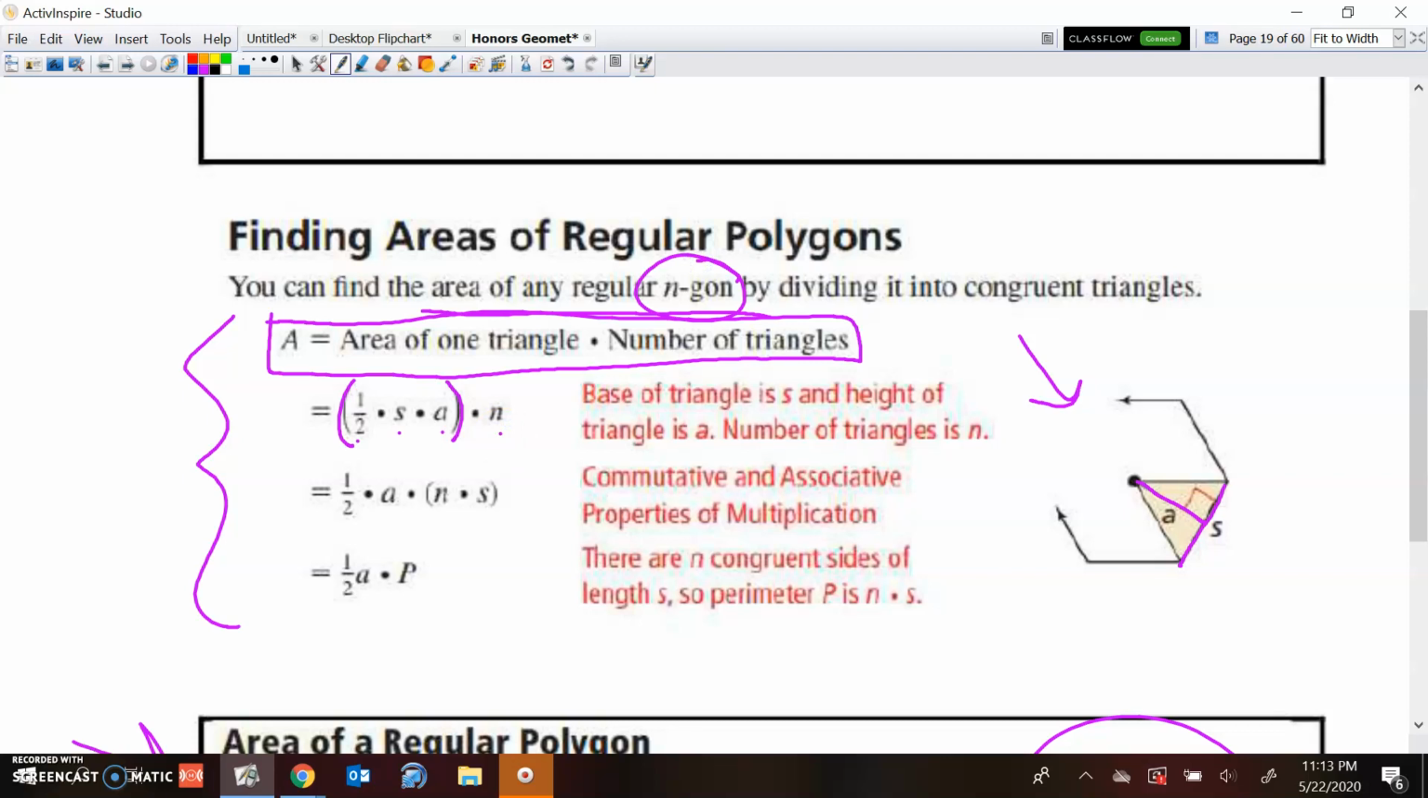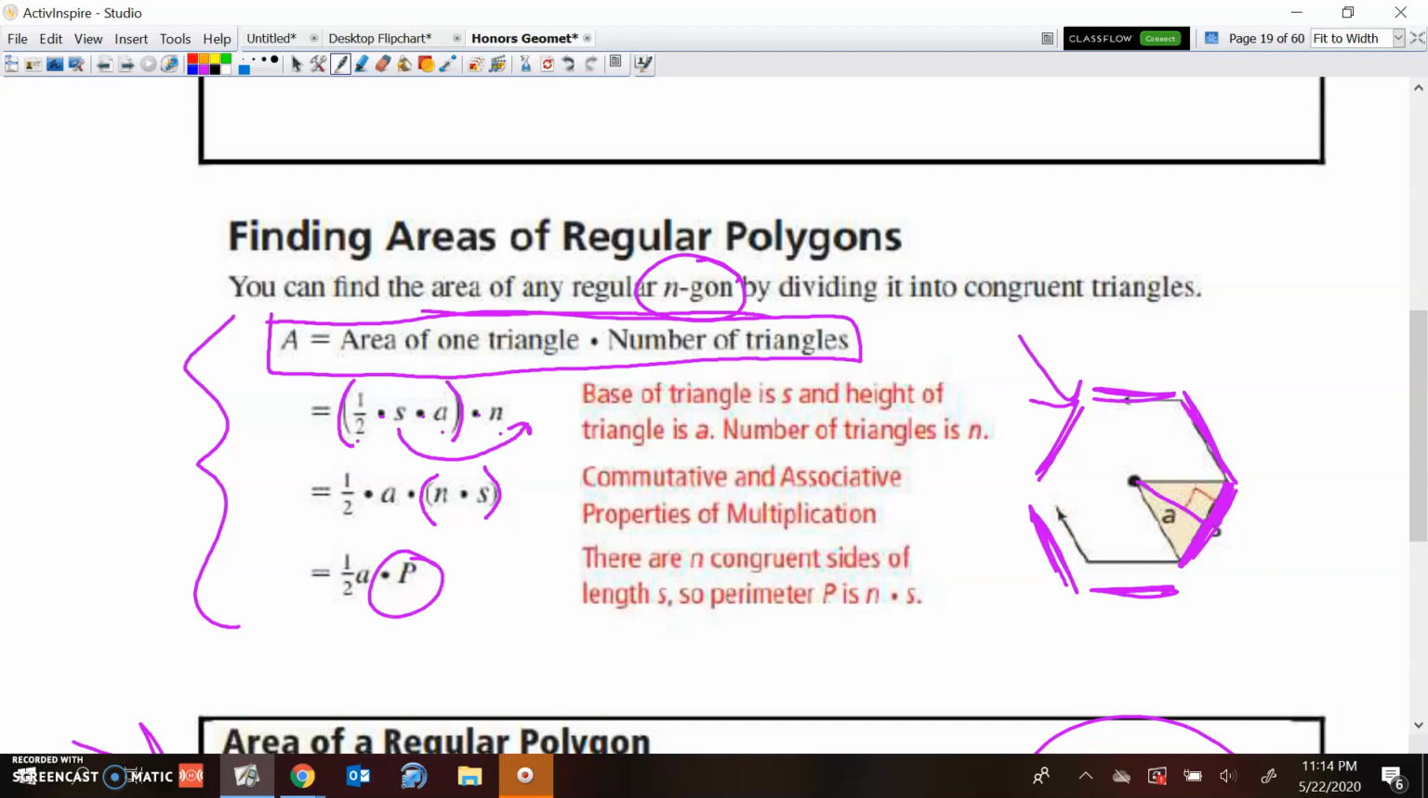Now, using the commutative and associative properties, they group the n and the s because it's all multiplied, so I can do that. They group the n times the s, so they bring this s over here. And then n is the number of sides we have. S is this distance. What is n times s? That's really just the perimeter of the entire polygon. So they replace that with capital P.